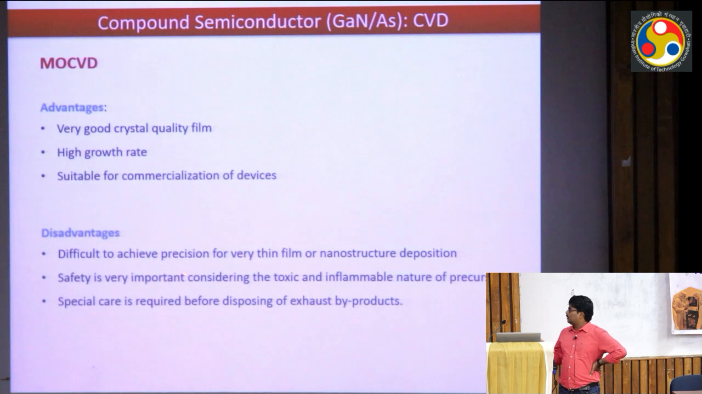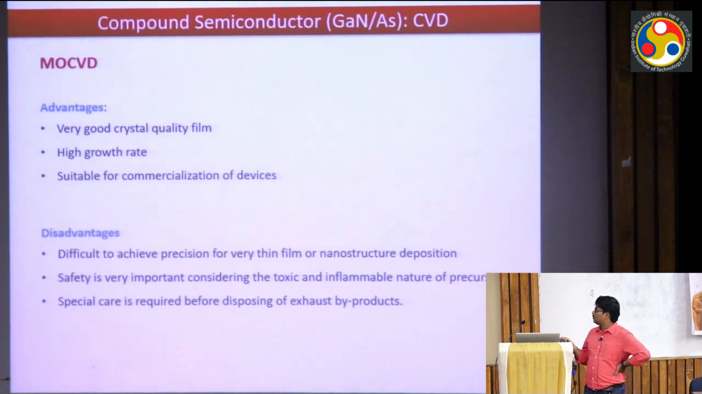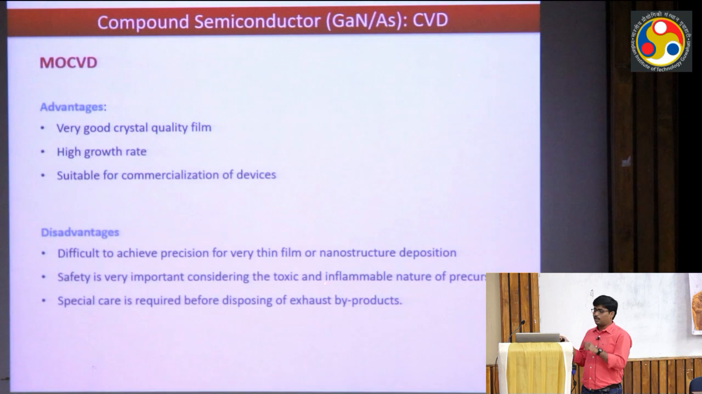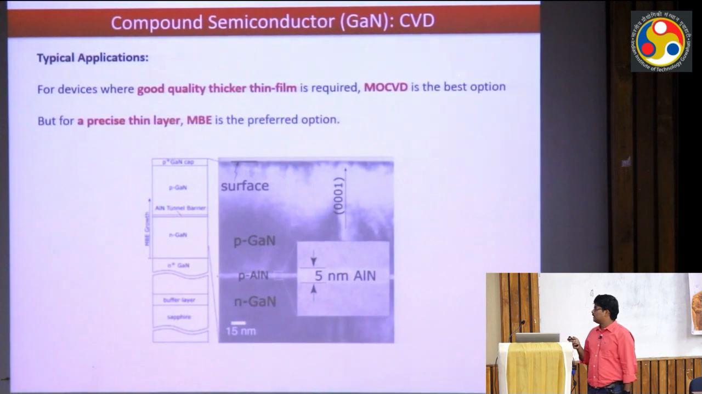But everything is not good for this epitaxy also. As we discussed, it is difficult to achieve precision if we deposit a very thin film, on the order of a few nanometers. Another issue is safety, because of the different precursors, which are toxic and flammable. Then the exhaust byproducts also should be taken care of properly. So these are the few disadvantages.